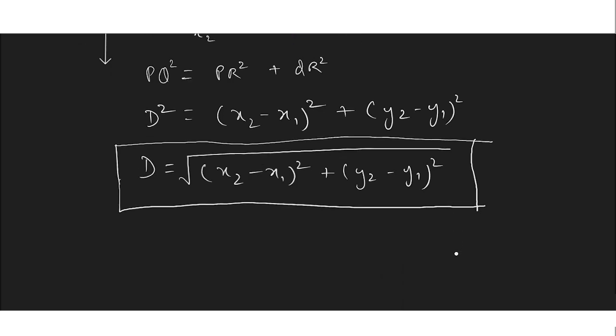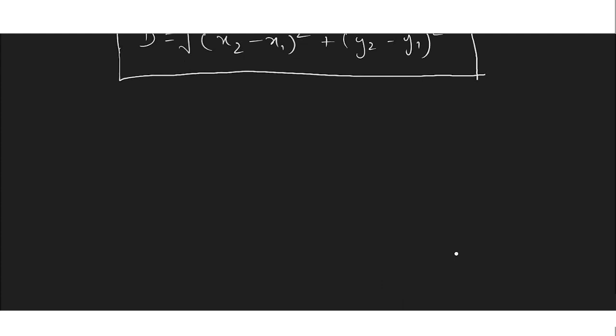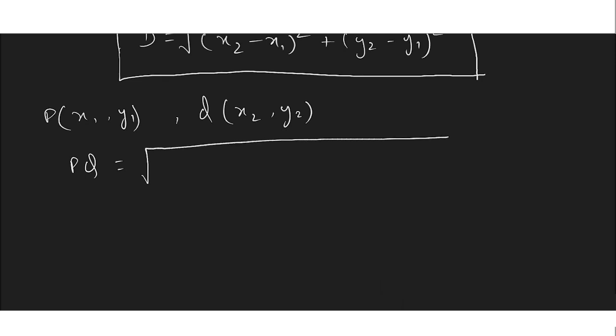So to summarize again, for the point P whose Cartesian coordinates are x1, y1, and Q whose Cartesian coordinates are x2, y2, the distance between the points PQ is given by square root of x2 minus x1 whole square plus y2 minus y1 whole square.